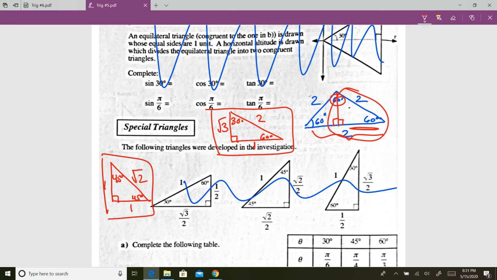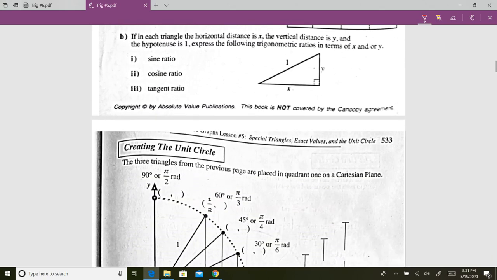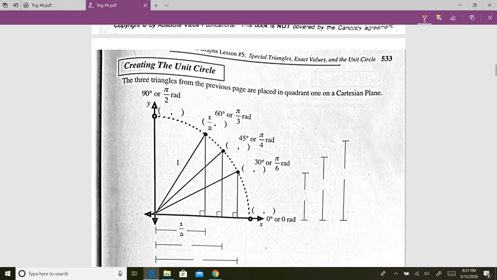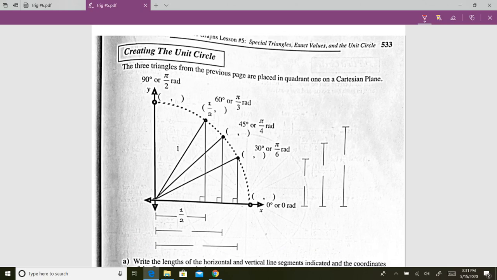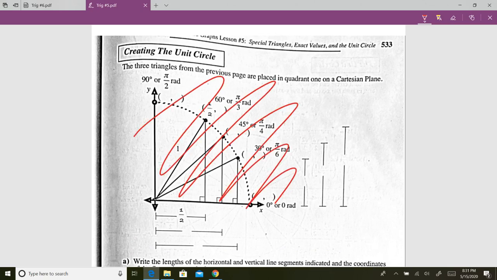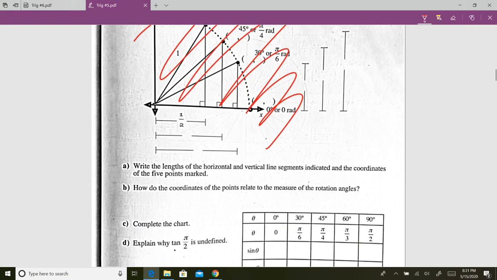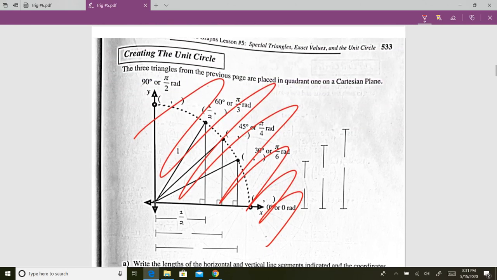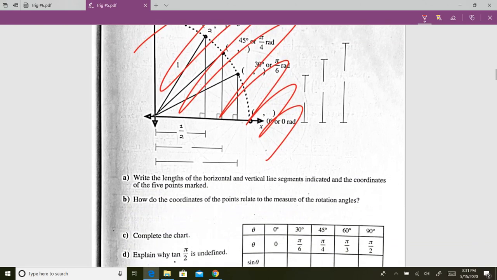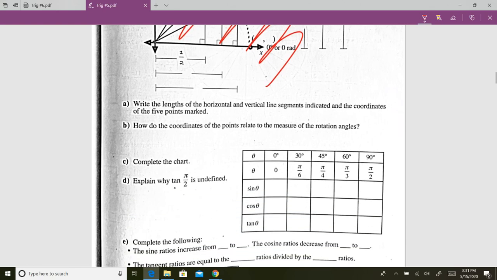All right, so we're going to flip the page. And this is creating the unit circle. We are not creating the unit circle. I'm going to talk about it, but we're not going to use it. So let's draw our special triangles again, and we're going to complete this chart down here. So this is a good practice for you to remember them.